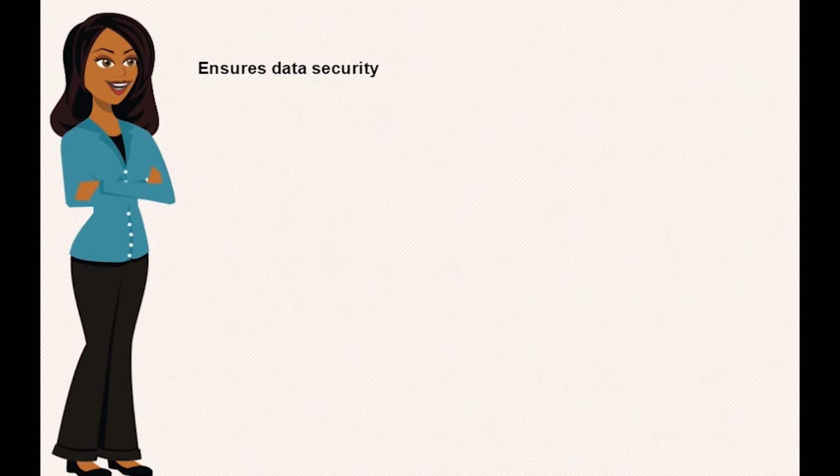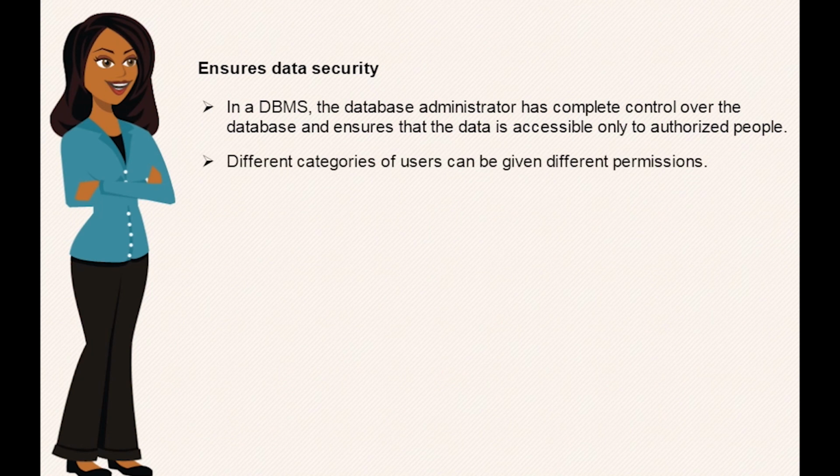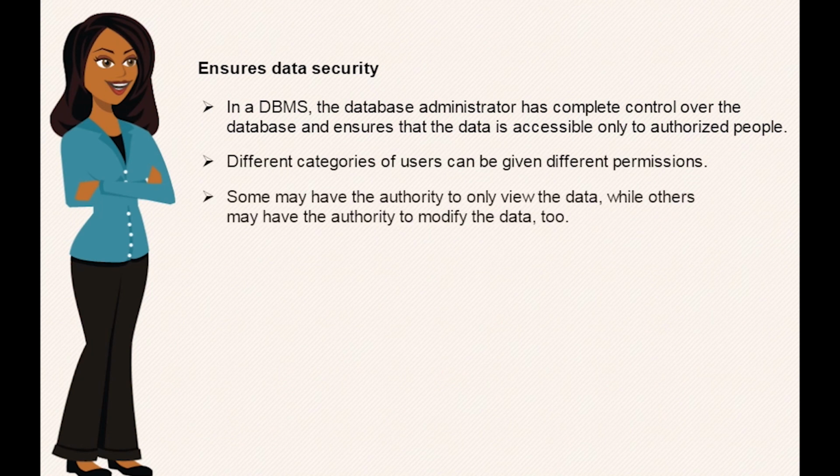Ensures data security. In a DBMS, the database administrator has complete control over the database and ensures that the data is accessible only to authorized people. Different categories of users can be given different permissions. Some may have the authority to only view the data, while others may have the authority to modify the data too.